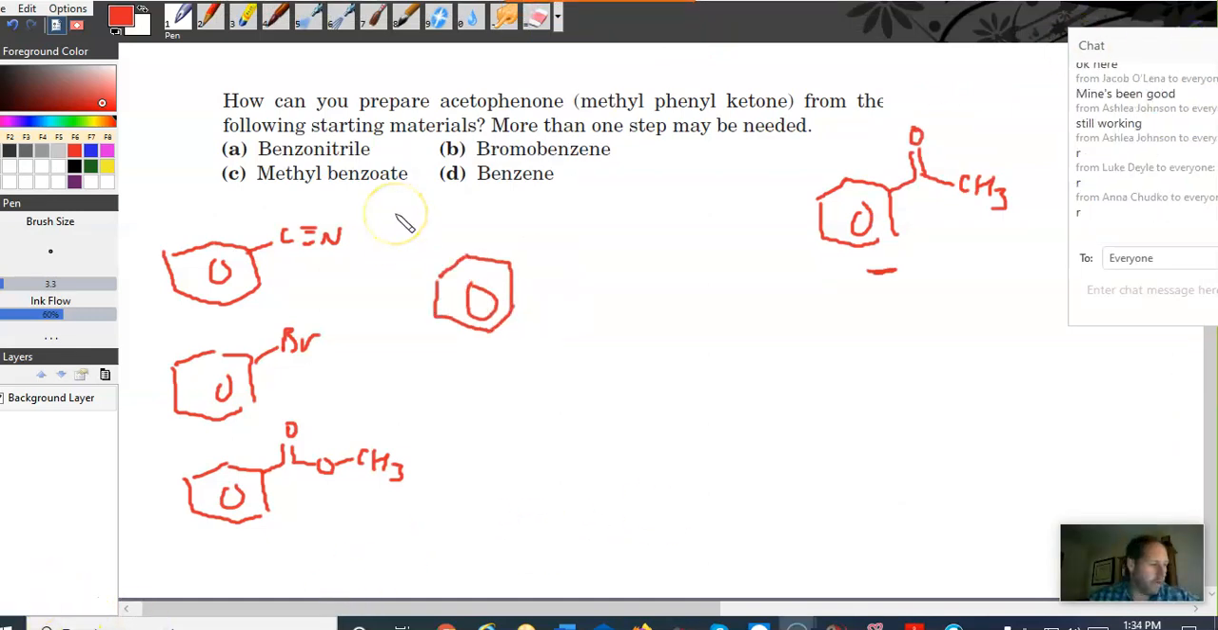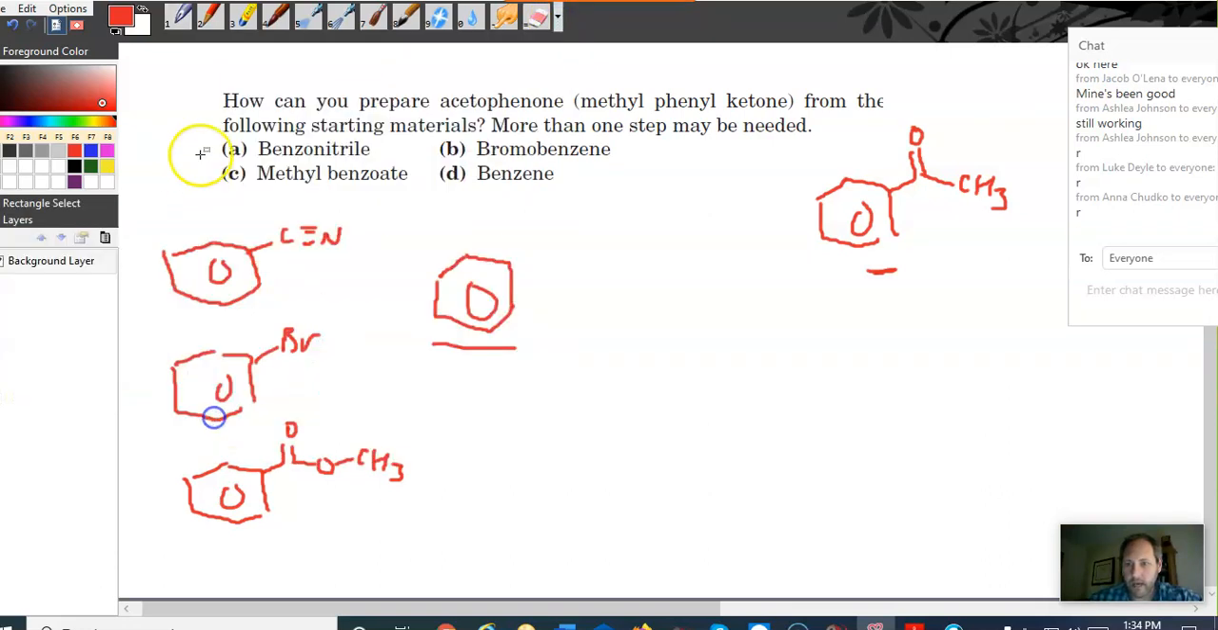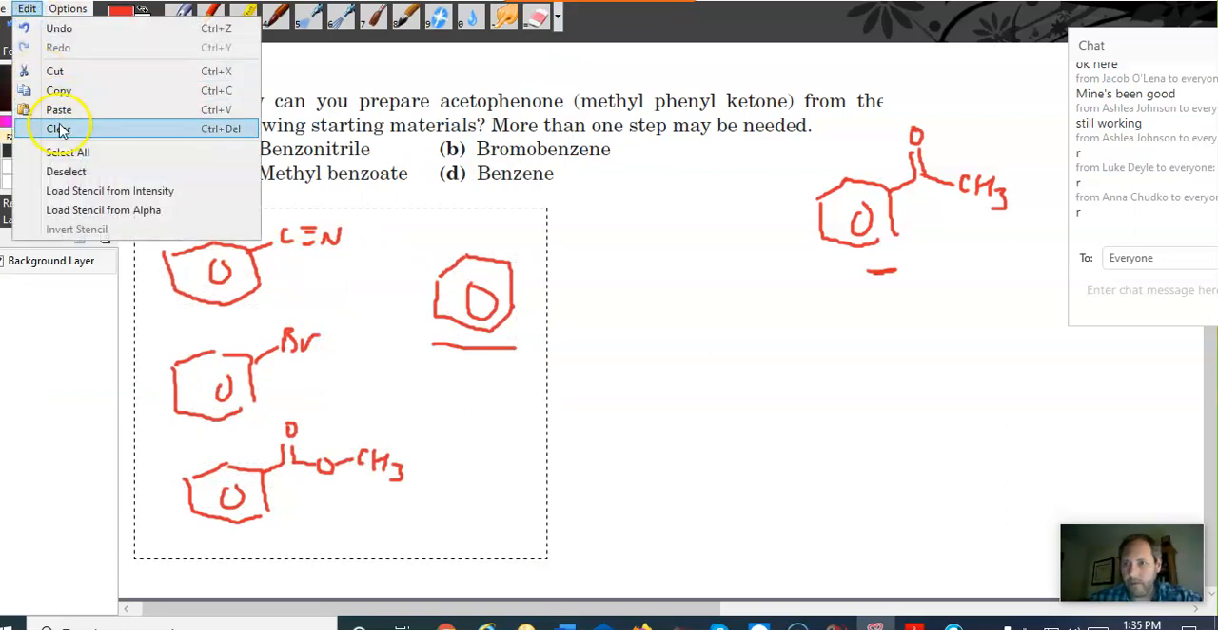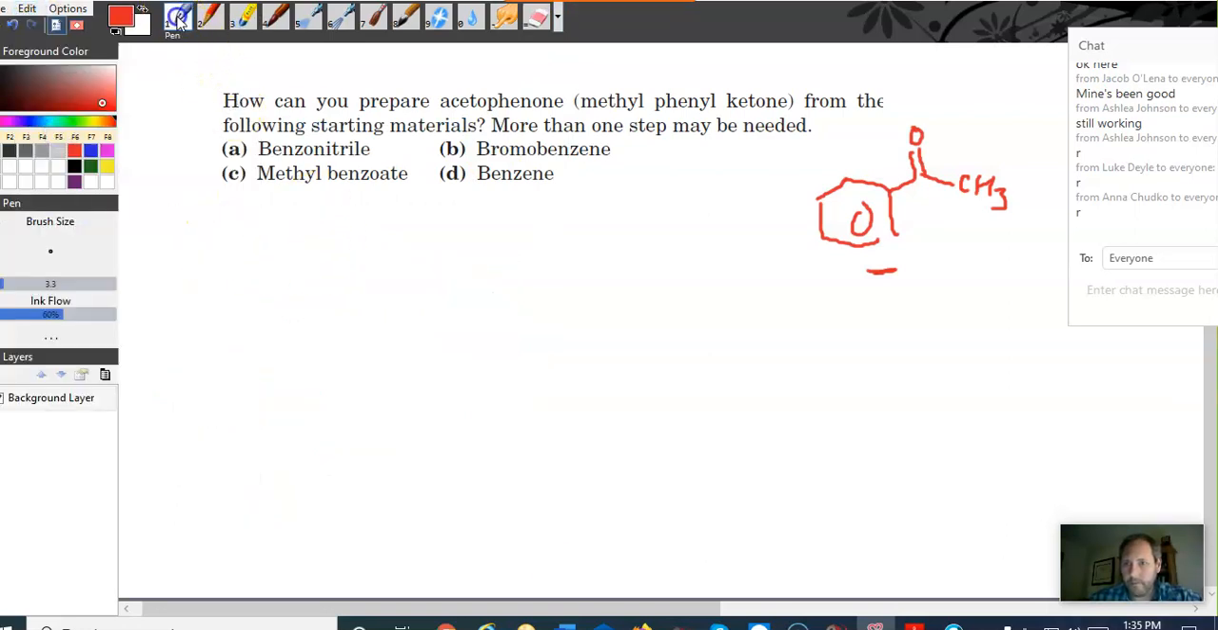Over a few, let me actually erase all this. So I'm going to start with this compound with benzene, because the way that you go from bromine, you can kind of go from the benzene. So I'll show you all those possible routes. But let me erase all this first, and then we will go from there. Okay, so let me first show you benzene, and there's several different ways.